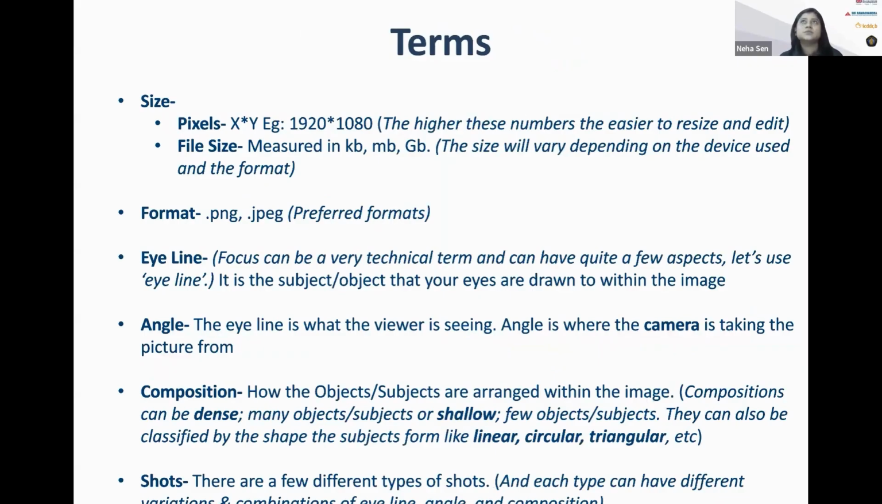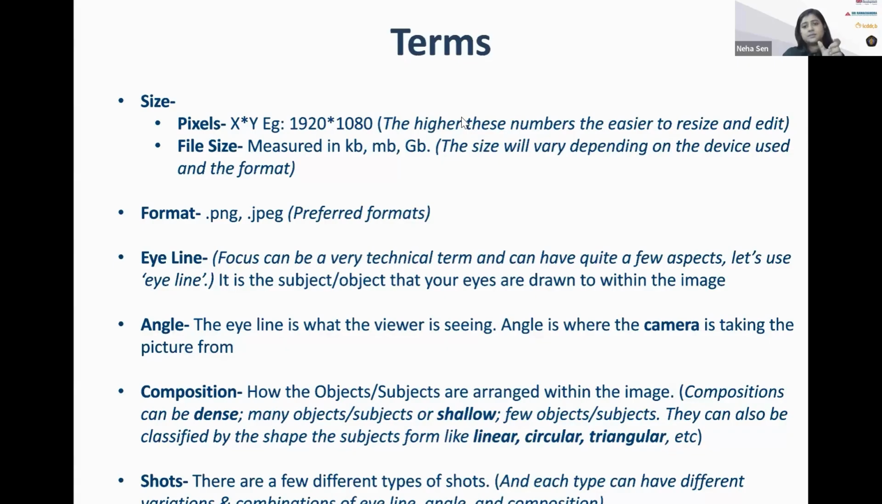Size. Now, size in photography has many different meanings and variations, so I'm not going to cover all of them. It can be quite frustrating and overwhelming. We are going to focus on the two important ones. One is the pixels, and the other is the file size. Pixels is the size of the image in terms of the height and the width of the image. So when you see a number like this, that is the pixels of the image.